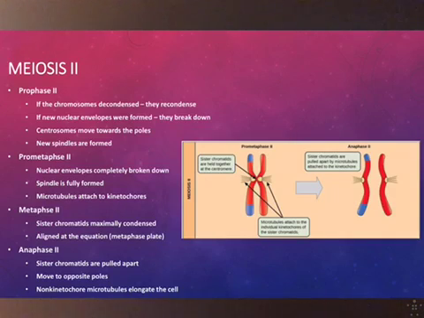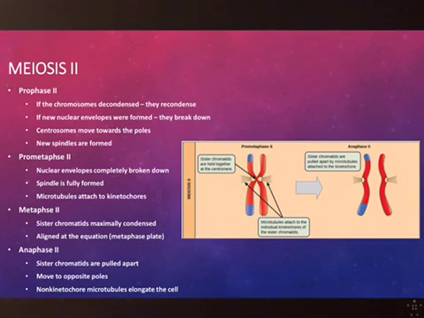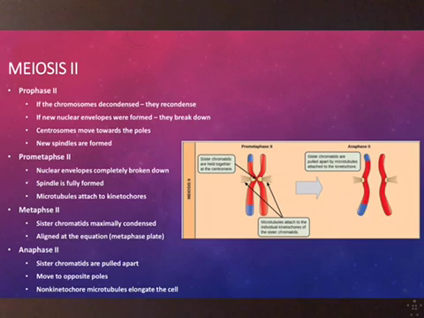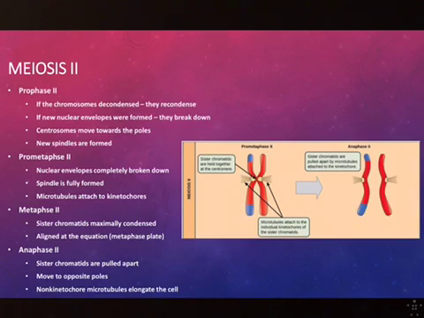So what does it look like? Very much so like mitosis. Prophase 2: if the chromosomes decondensed, they'll recondense. If there was a nuclear envelope that formed, those will break down. The centrosomes move towards the poles, and the new spindle fibers will form. Prometaphase, same song, different dance. Nuclear envelopes are completely broken down, the spindles are fully formed, and the microtubules attach to the kinetochores.